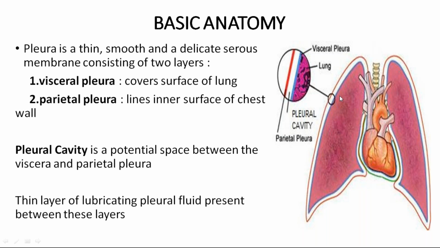This is the diagrammatic representation showing the lung. Adjacent to the lung, covering the lung, there is visceral pleura. Between the visceral pleura and the parietal pleura, there is a pleural cavity. And parietal pleura lines the inner surface of the chest wall.